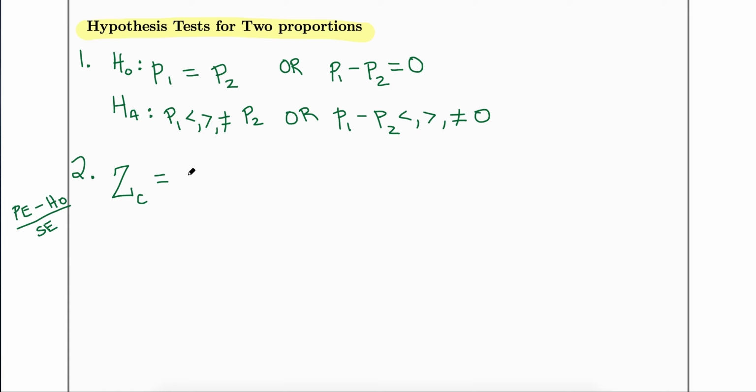Our point estimate, we're talking about the difference in population proportions. So our point estimate is the difference in the proportions for the data. So that's our p hat part. Then we need to check out minus the null. So I'm going to write minus P1 minus P2.